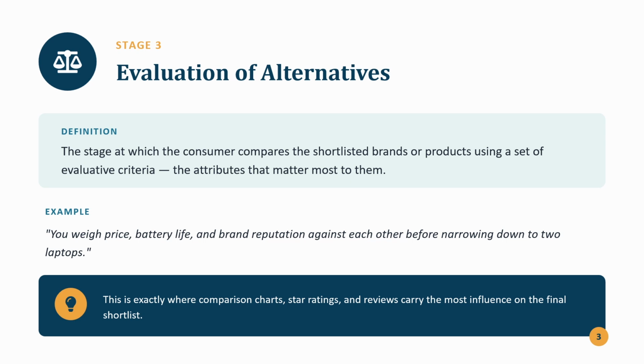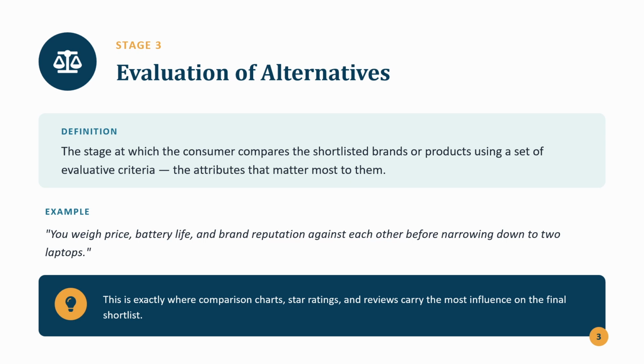Now, stage 3 is evaluation of alternatives. After collecting all the information, consumers compare the different options. Therefore, this stage is known as evaluation of alternatives. For example, while choosing a laptop, you may compare the price, battery life, storage, performance, and brand reputation of different brands. हर कंज्यूमर का इवैल्यूएशन क्राइटेरिया अलग हो सकता है. किसी के लिए प्राइस इंपॉर्टेंट है, तो किसी के लिए क्वालिटी या फिर किसी के लिए ब्रांड इमेज.